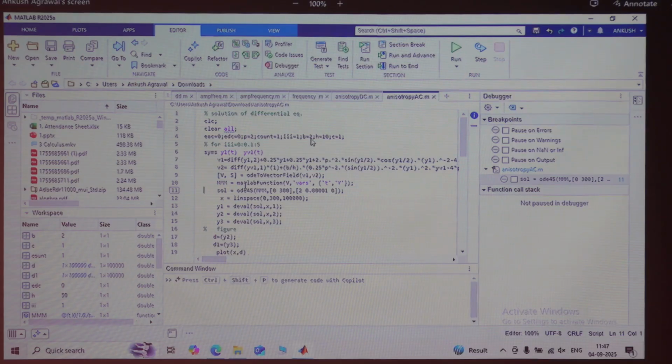B here is the proportionality constant beta. H is the viscosity parameter eta in the paper. C is the anisotropy parameter, that is xi. Okay. Now, symbolically, y1 represents theta and yv1 represents lambda viscous.